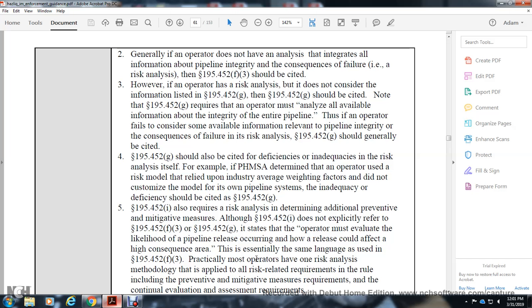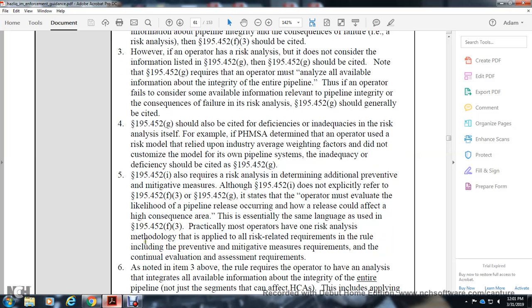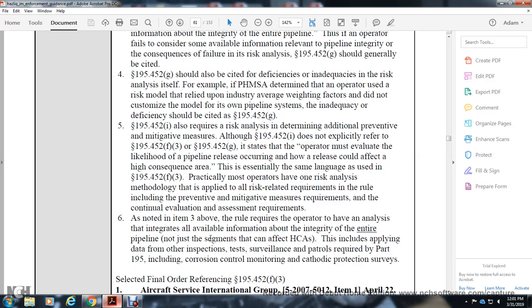The example explicitly refers to 195.452(f)(3) and (g) or (i), where the operator must evaluate liquid pipeline releases that have the risk of a high consequence, essentially the same language as 195.452(f)(3). In practice, most operators have one risk analysis method applied with the real risk-related requirements of the rule, but they may not include the preventive and mitigative measure requirements of the continual evaluation records.